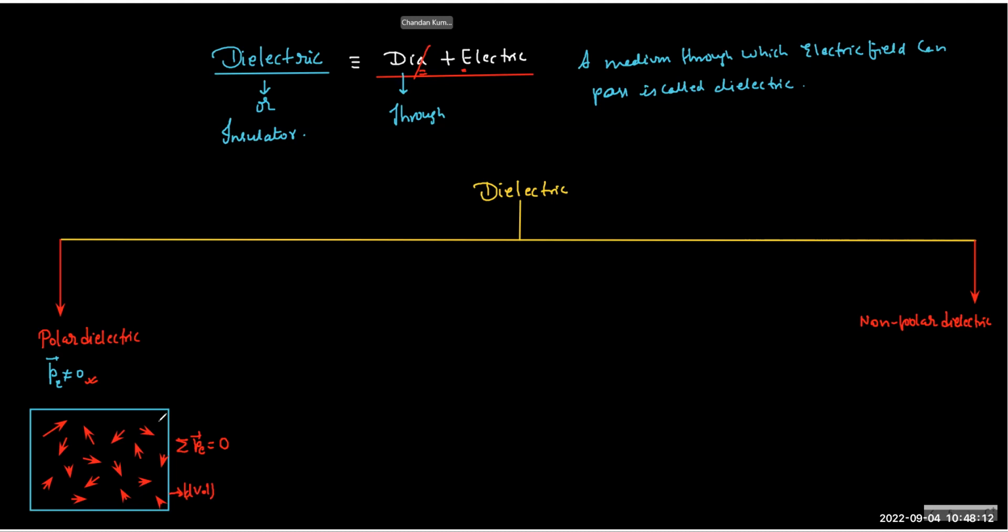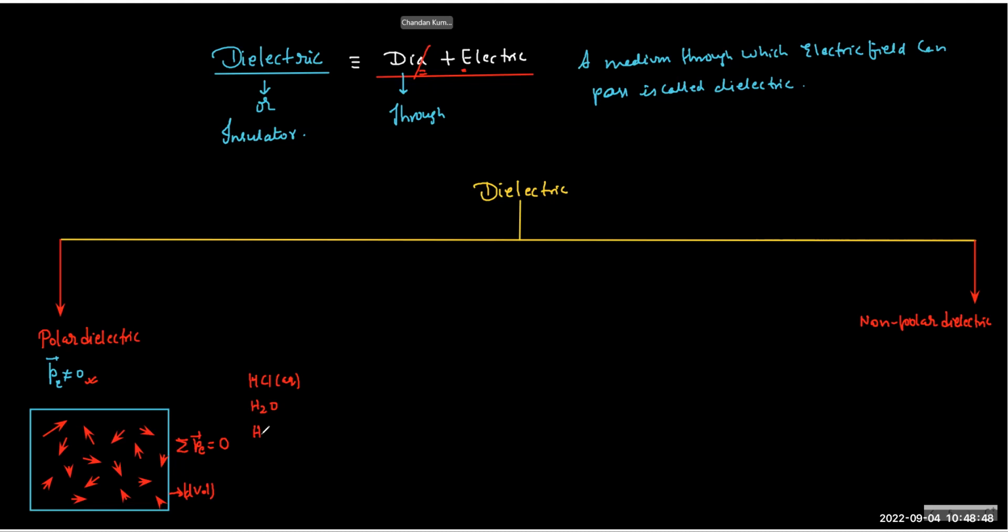Now let's give some examples. What are the examples of polar dielectric? Any molecule which has a non-zero dipole moment. So tell me the examples. HCl is polar or non-polar? Polar. H2O, polar. You can say HCl aqueous, it is still polar. Water is anyway polar.